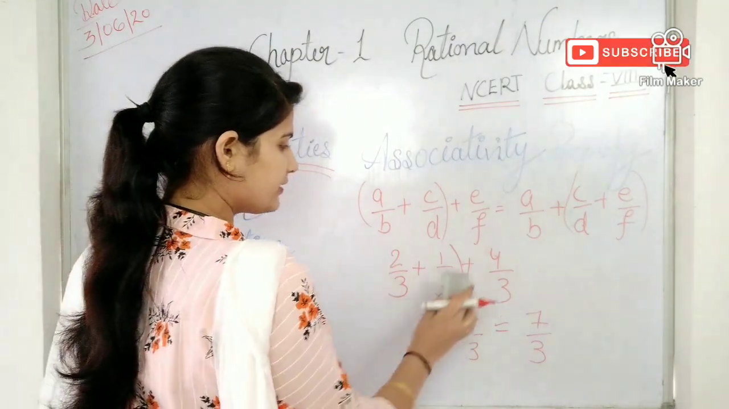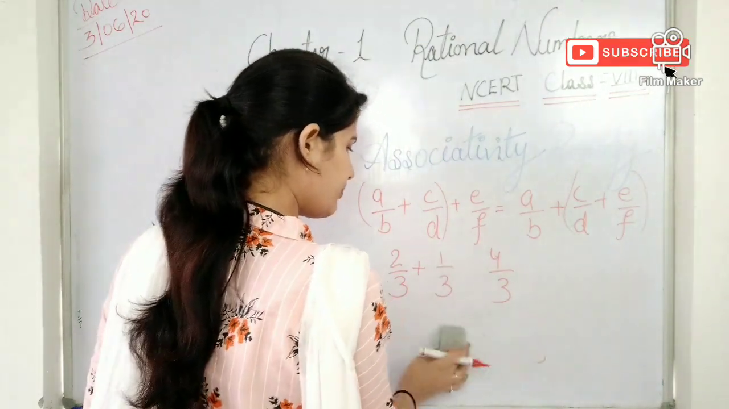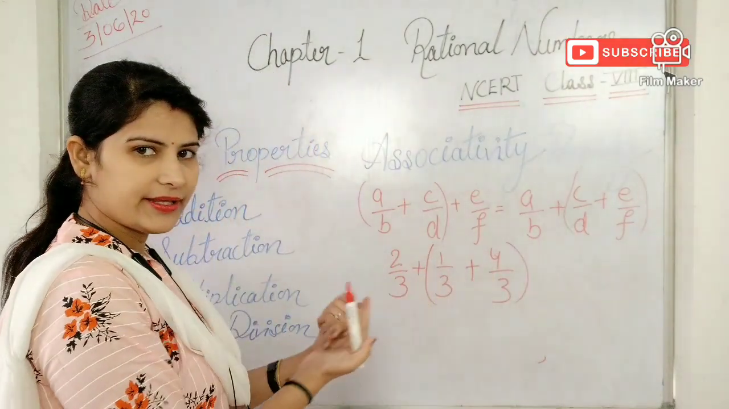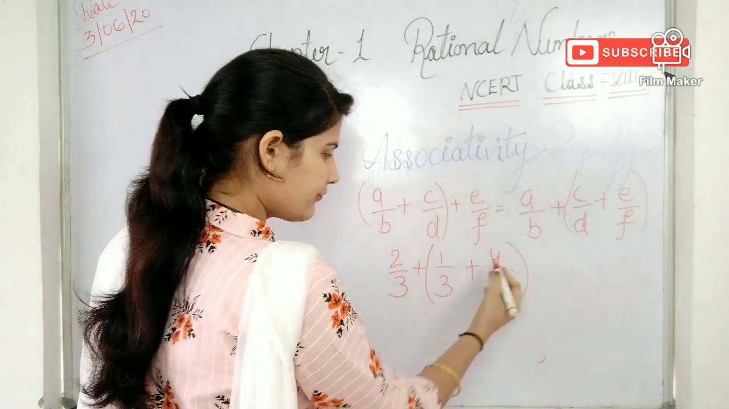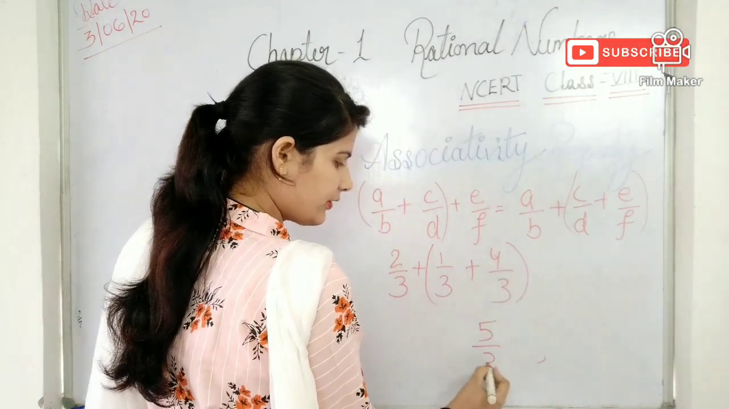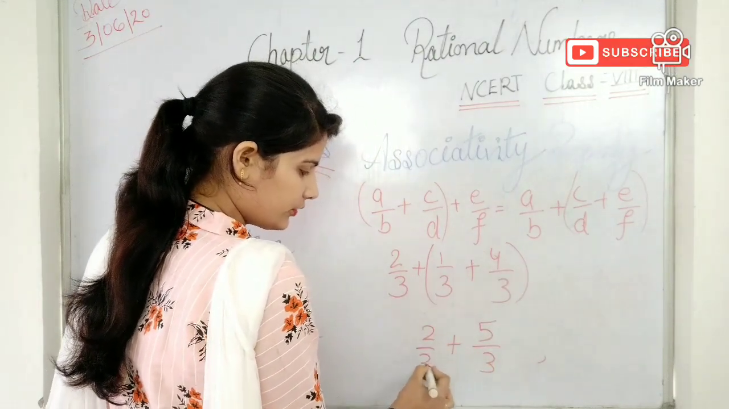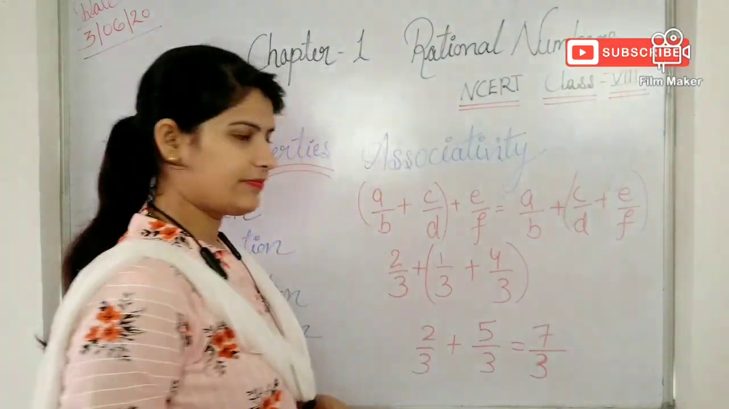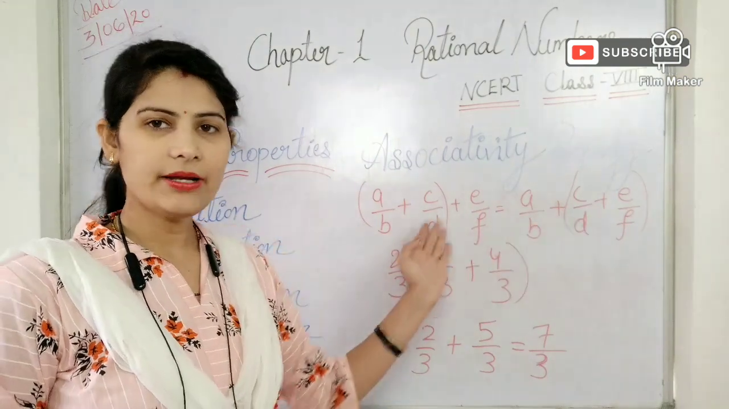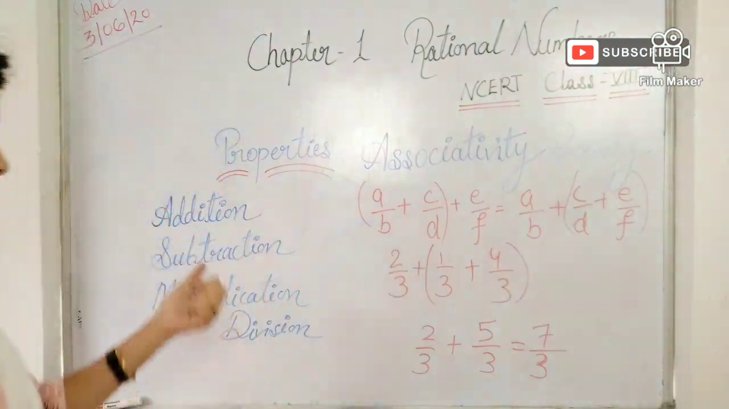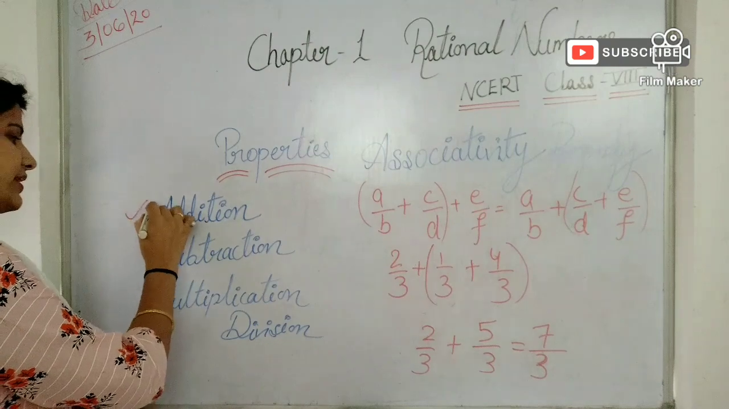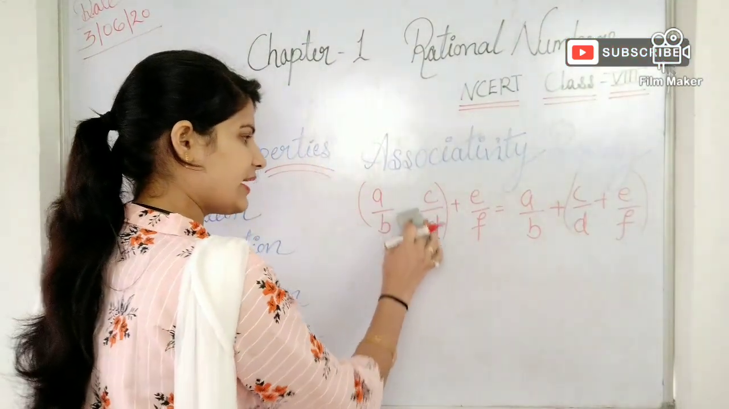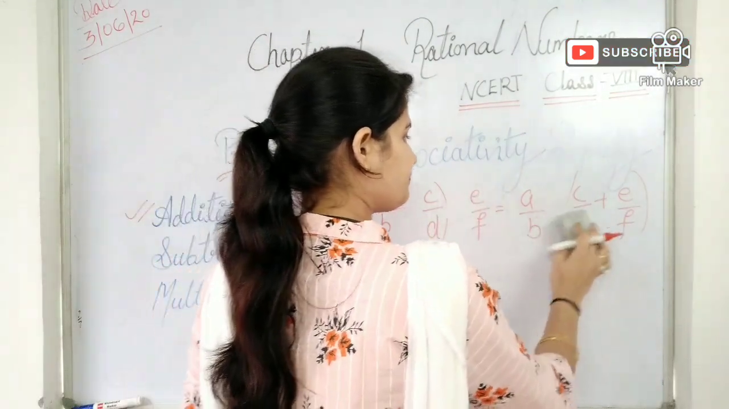Now check the next point, that is solve this first and then this number. So 1 plus 4, 5 upon 3 plus 2 upon 3. What is the answer? Yes, 7 upon 3. That means both are equal. That means addition is associative. Okay, now let us check in subtraction.